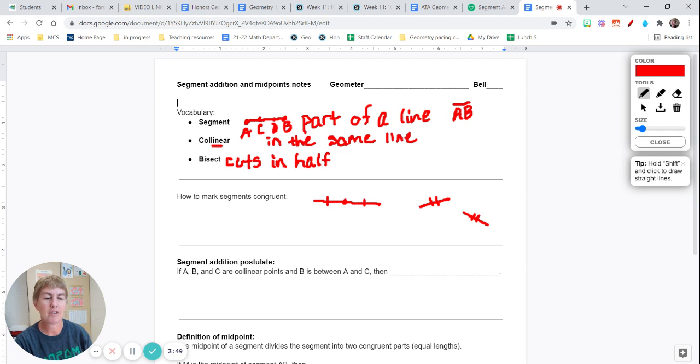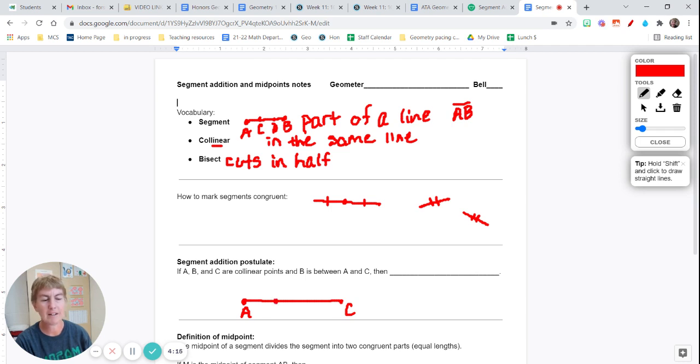Segment addition postulate. If A, B, and C are collinear points and B is between A and C, then, well, I'm going to go for a picture and I'm going to take a look at this. A, B, and C are collinear and B is between A and C. So I'm going to put A all the way at this end. I'm going to put C all the way at this end. B is between. It doesn't say midpoint, so I'm not putting it at the exact center.